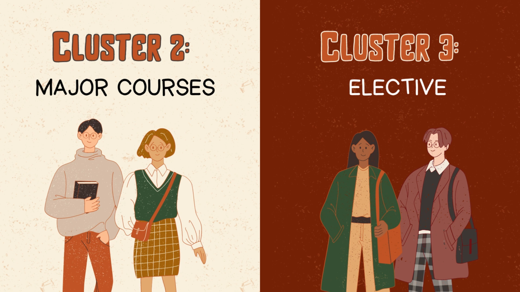The next cluster is cluster 2, major courses. Major subjects are listed for every degree program as attached in the CMO. This means that there are different major courses for different degrees. The last cluster is cluster 3. Any additional subjects in other degree programs for teacher education can be offered as electives. Elective subjects can also be called optional subjects. These subjects are not compulsory, and you have a choice whether to study the said subject or not.